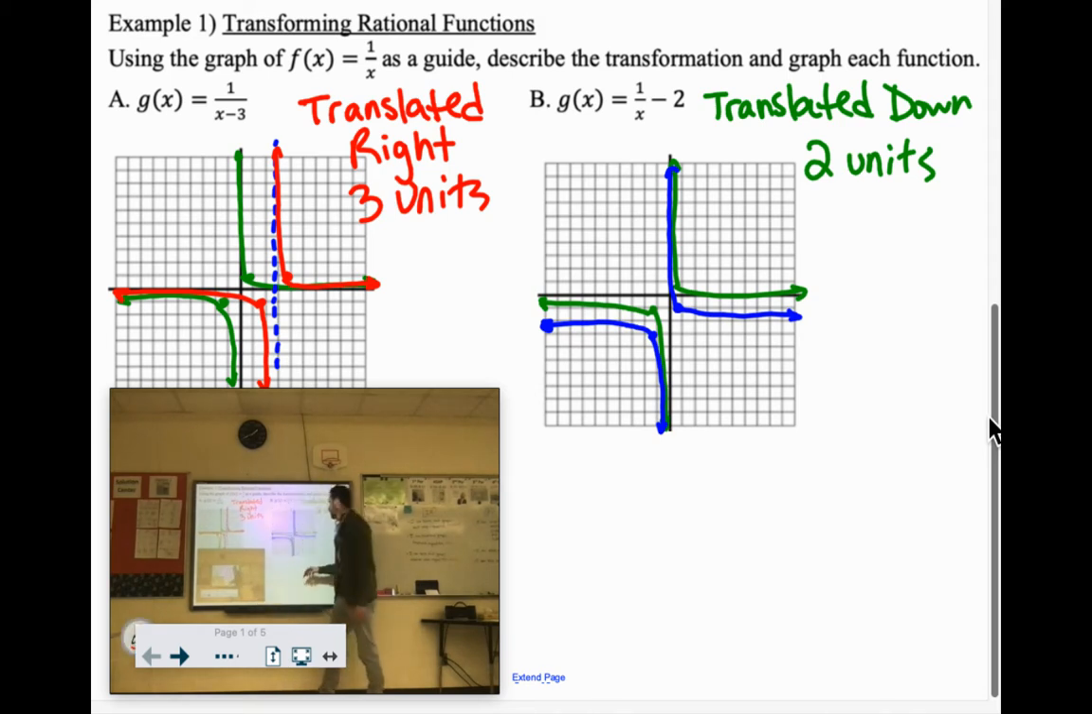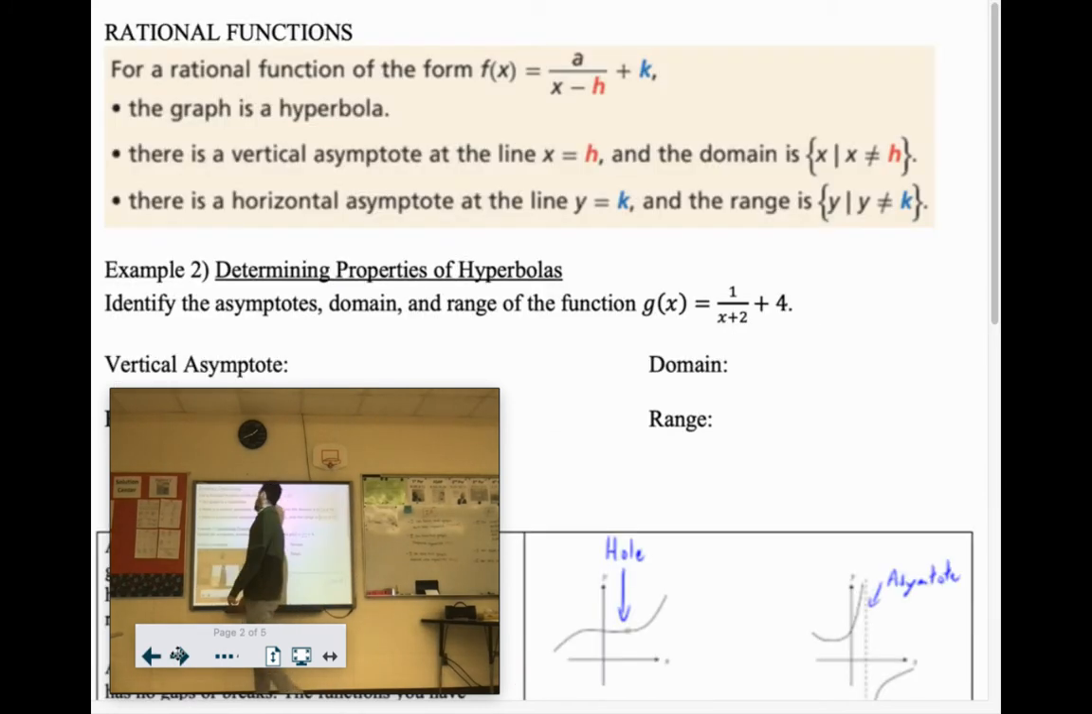So here would be like the new horizontal axis, or sorry, asymptote. Gets a little wild, and oftentimes we're going to have more than one transformation that we're going to have to do here. For the rational function of this form, we already talked about this.